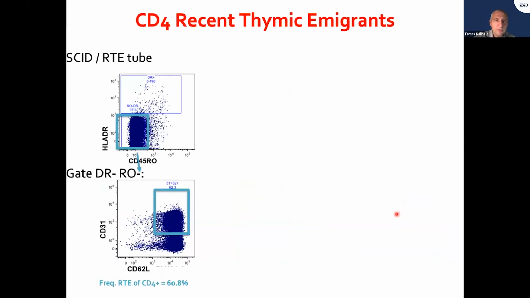As Mirjam mentioned, we are using the EuroFlow approach with two types of tubes. One is the PIDOT, the orientation tube, and one is the focus tube, the SCID RTE, for detection of SCID patients and detection of recent thymic emigrants.